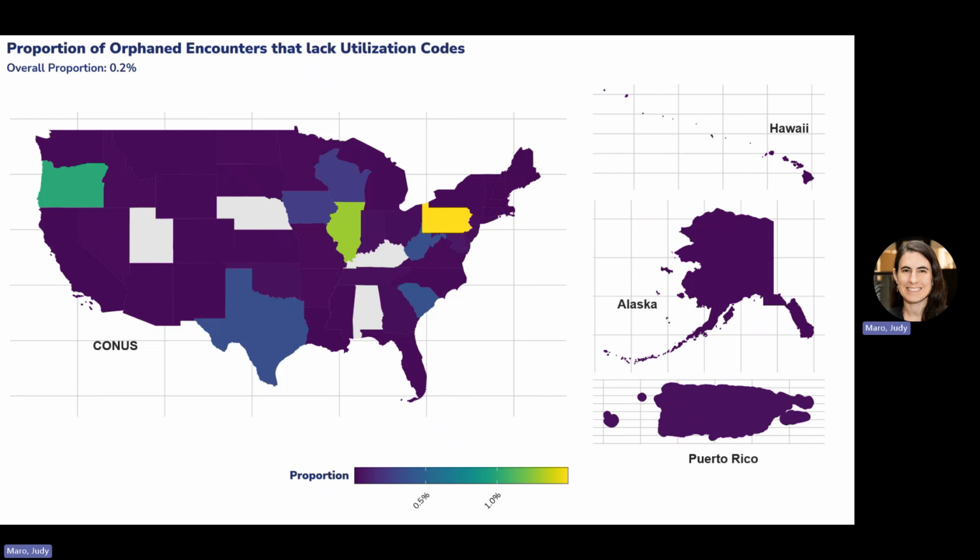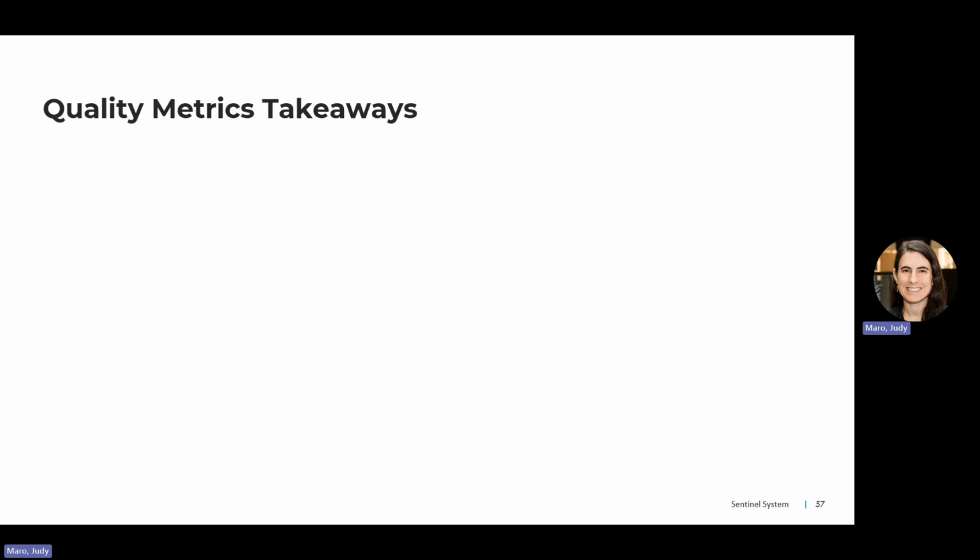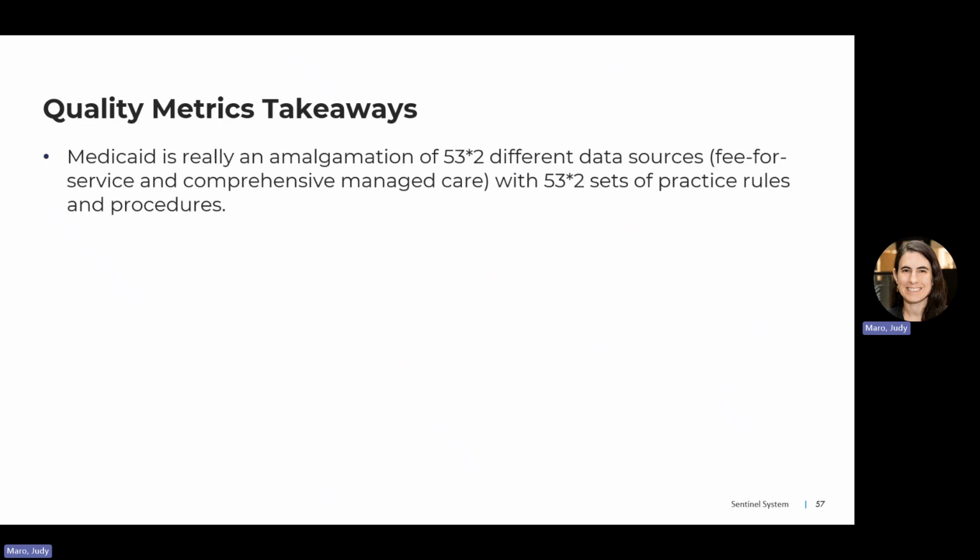We only have a singular characteristic to show here, which is the proportion of the encounters that lack the utilization. Again, there's not that many that have this characteristic, which is what we would expect and what we would want. But there are a few that have a little bit more than others, based on potentially submission practices of those jurisdictions. And so our final slide, the quality metrics takeaways.